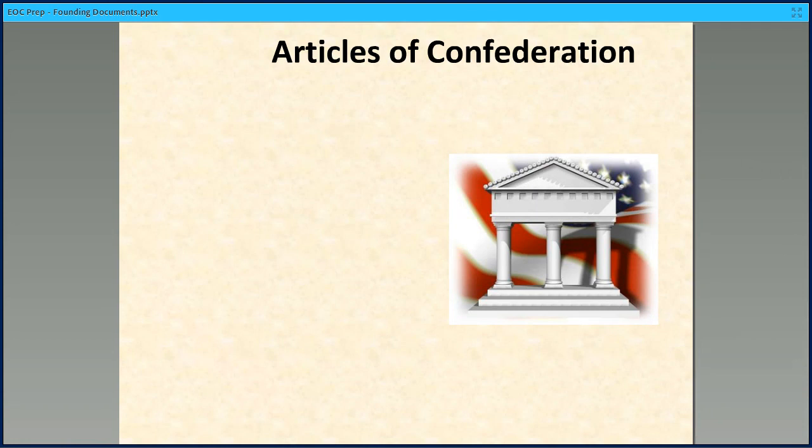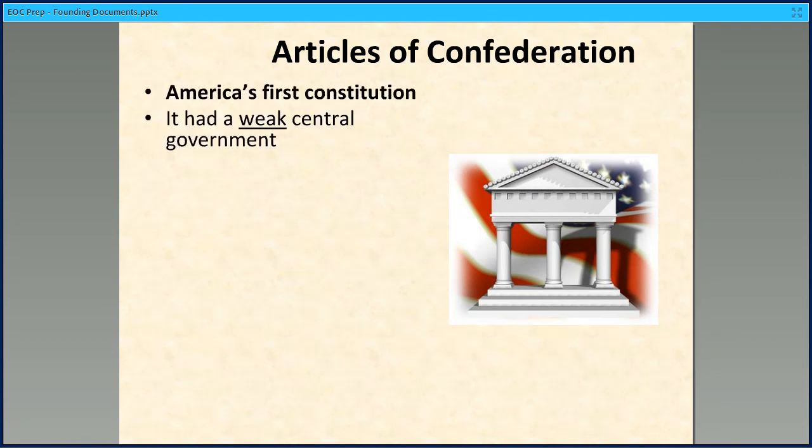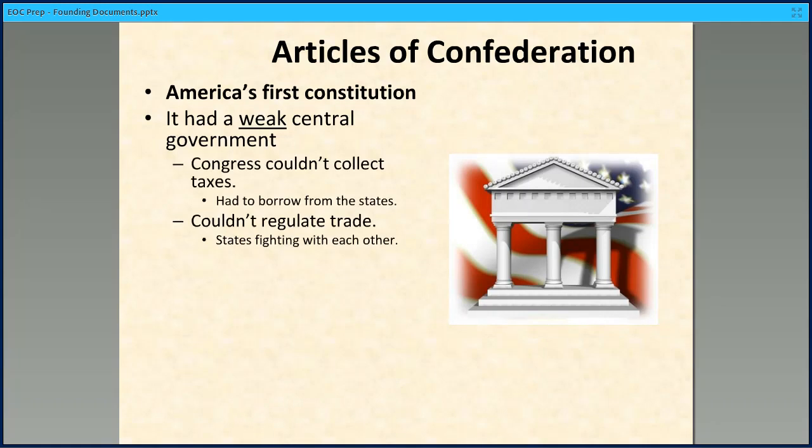Up next, we have the Articles of Confederation. You can think of the Articles of Confederation as America's first government, its first constitution. It doesn't say Constitution in the title, but that is essentially what it was. It was America's first government. Unfortunately, it did have quite a few problems, one of which was it had a very weak central government.